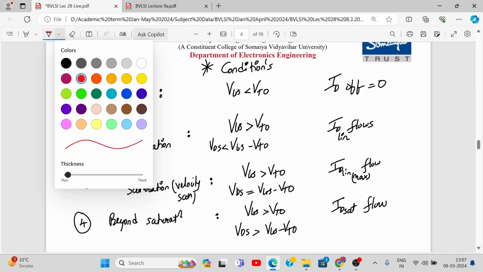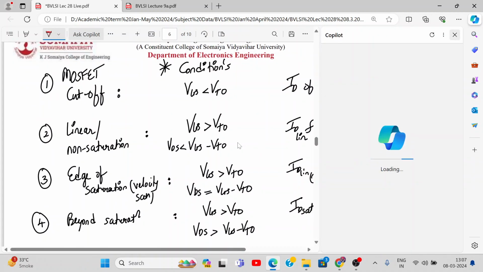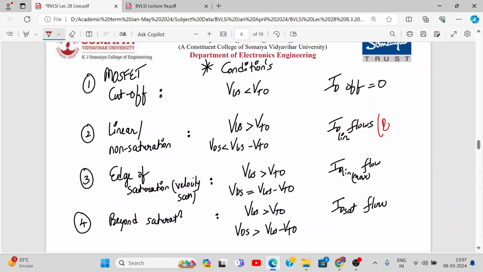Now, from the next lecture onwards, we will derive all these things. There is a proper derivation for ID linear, and a proper derivation for ID sat. So we have to derive that. This comes in the exam. So we have not touched that. We have touched only the conceptual working of the MOSFET.